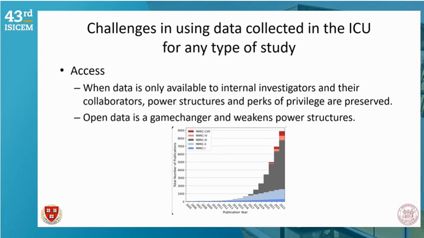The other one is open access. And we think that this is really a game changer, and it weakens power structures, because what we found in our study is that if the data is only accessible to internal investigators, you preserve the power structures. There are more white male professors publishing off that data compared to underrepresented investigators.